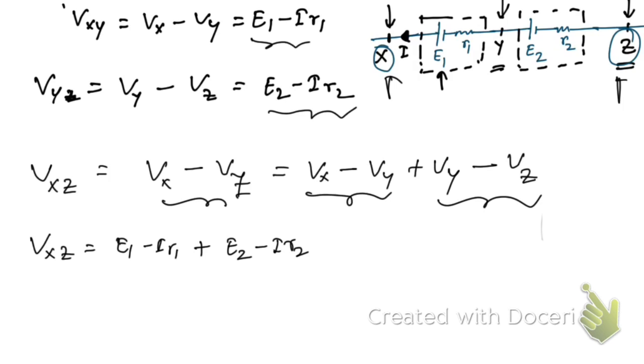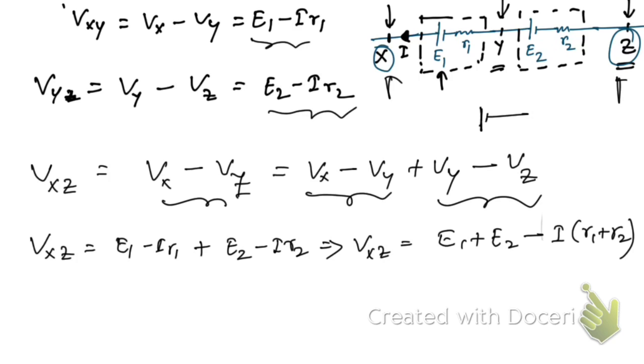So this implies that Vxz is equal to E1 plus E2 minus I, taking I common, times R1 plus R2. That is what we are going to have. Now you see, instead of two cells, suppose we have considered a single cell.